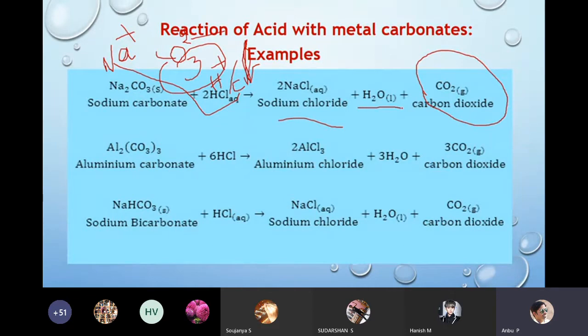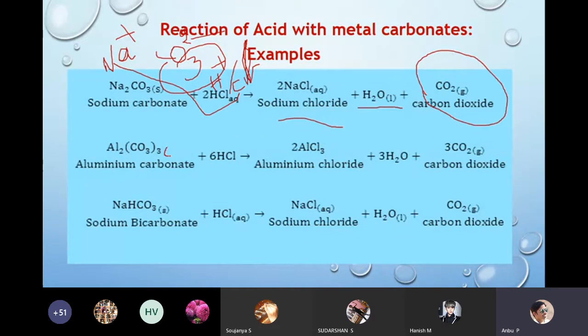The next example is aluminum carbonate. The aluminum valency is Al3 plus, carbonate is CO3 2 minus, again H plus and Cl minus, and it will become AlCl3, then it forms H2O and carbon dioxide gas. All the equations have been balanced, and you need to mention the state of matter also.